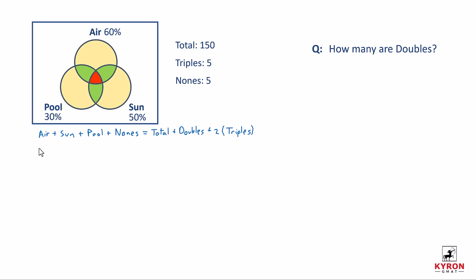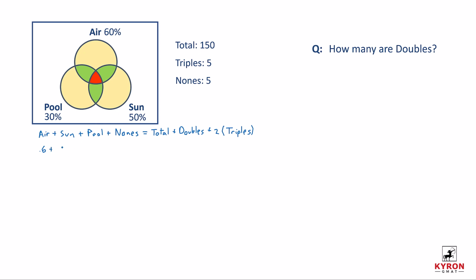Now we're ready to substitute in some values for the various words in this equation. For air, sun, and pool, we're given the percentages, so let's write that down using decimal notation. Air, we're told, is 60% of the total, so we can write 0.6, and that's going to be 0.6 times the total of 150. But let's process sun and pool also.